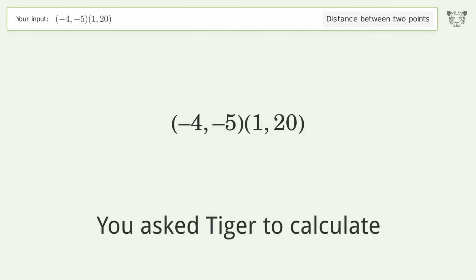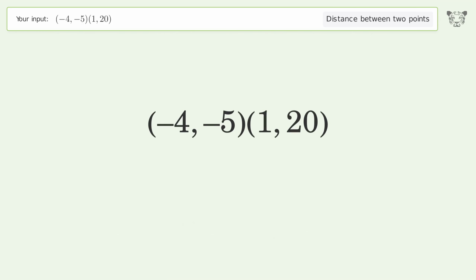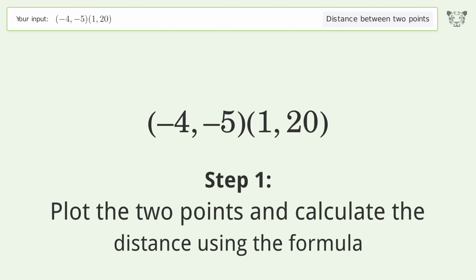You ask Tiger to calculate. This deals with the distance between 2 points. The distance between the 2 points is the square root of 650, or 25.495. Let's solve it step by step. Plot the 2 points and calculate the distance using the formula.